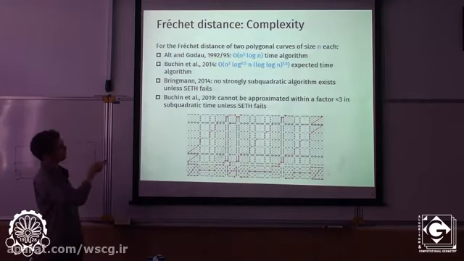So for the Fréchet distance, the common reduction is to say, I want to show that the Fréchet distance cannot be solved faster than n to the 2 minus epsilon time, and the reduction is then to the orthogonal vectors problem. The original reduction that Karl Bringmann did was directly to the strong exponential time hypothesis, but his reduction you can also see as a reduction to the orthogonal vectors problem.